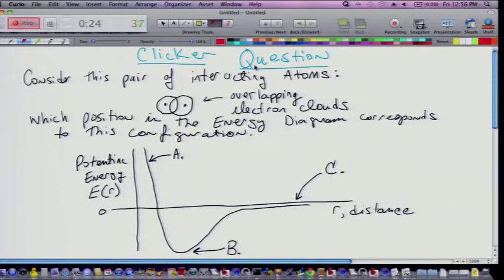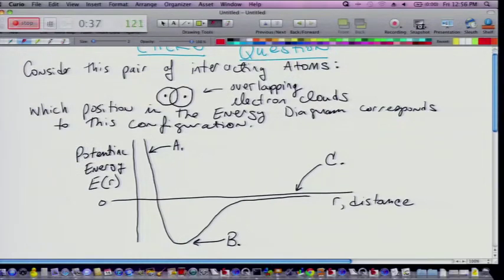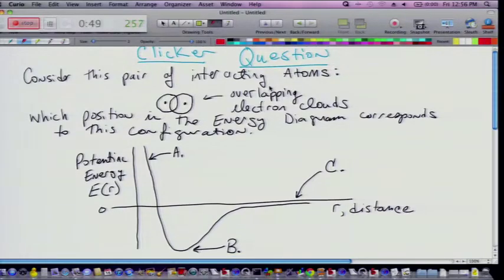So I had to hand draw this question. Clicker question. Consider this pair of interacting atoms with overlapping electron clouds. Which position in the energy diagram corresponds to this configuration? There's A on the left, B down there in the well, and C way out there in the distance. So make your decision. Choose wisely.